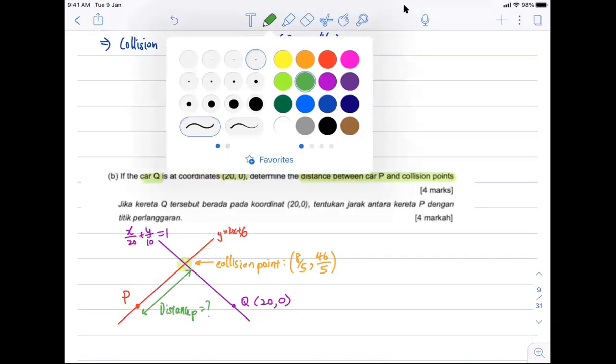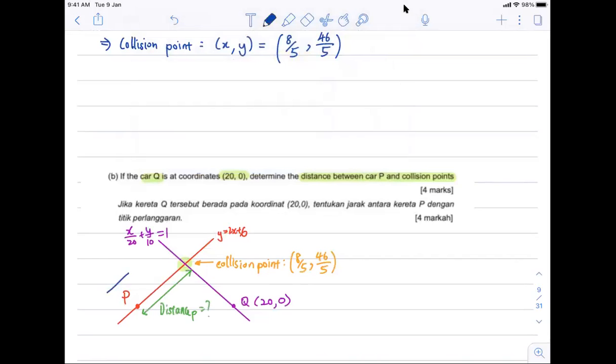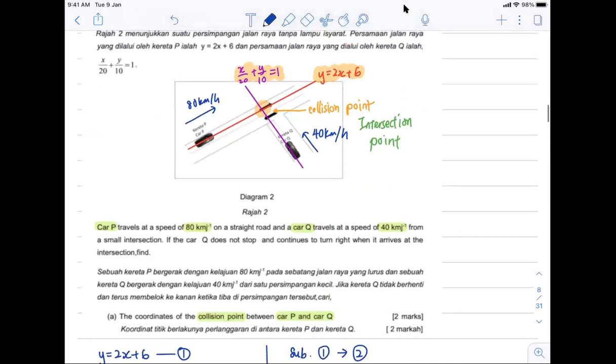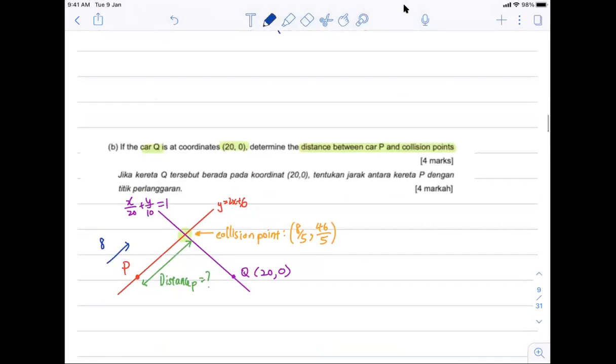And also, the other information we know is the car P is moving at a speed of 80 km per hour, while the car Q is moving at a speed of 40 km per hour.